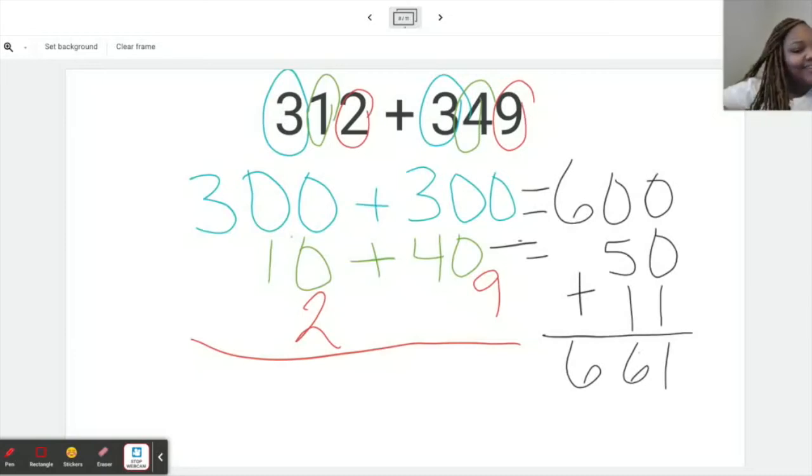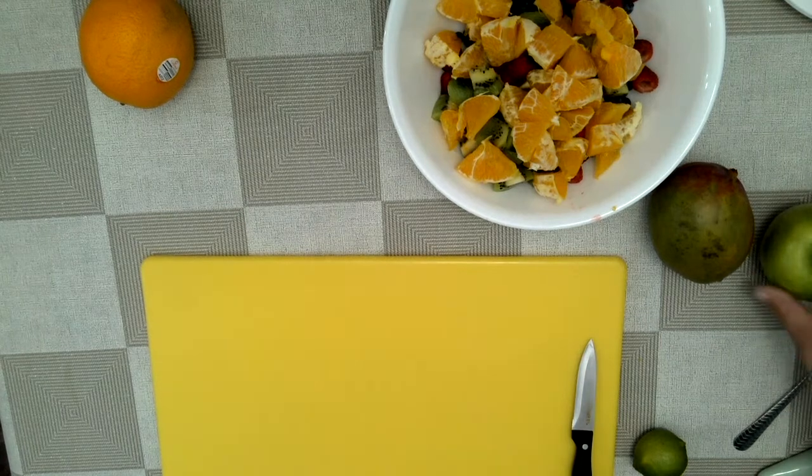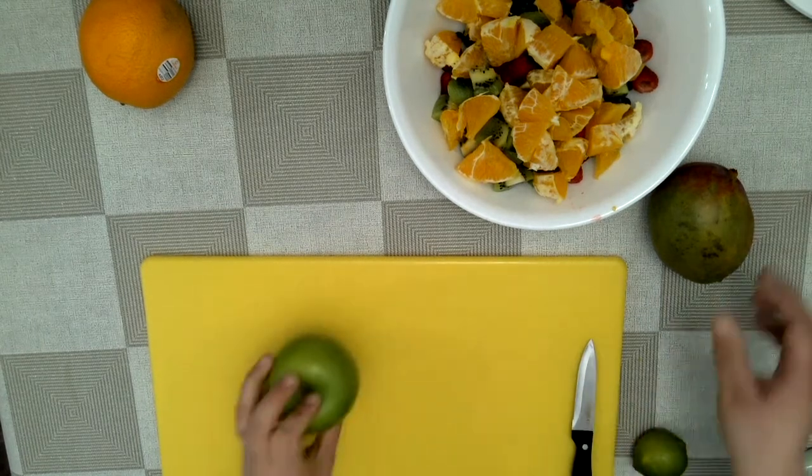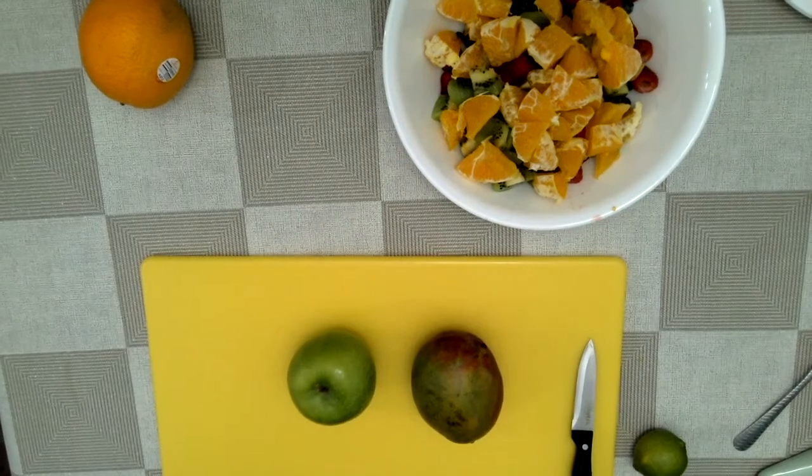That might be another clue. Let's take a look at the ones place. That's right. Yes, the number 1 is in the ones place. This is going to give us 2 clues. You're going to need 1 apple and 1 mango.